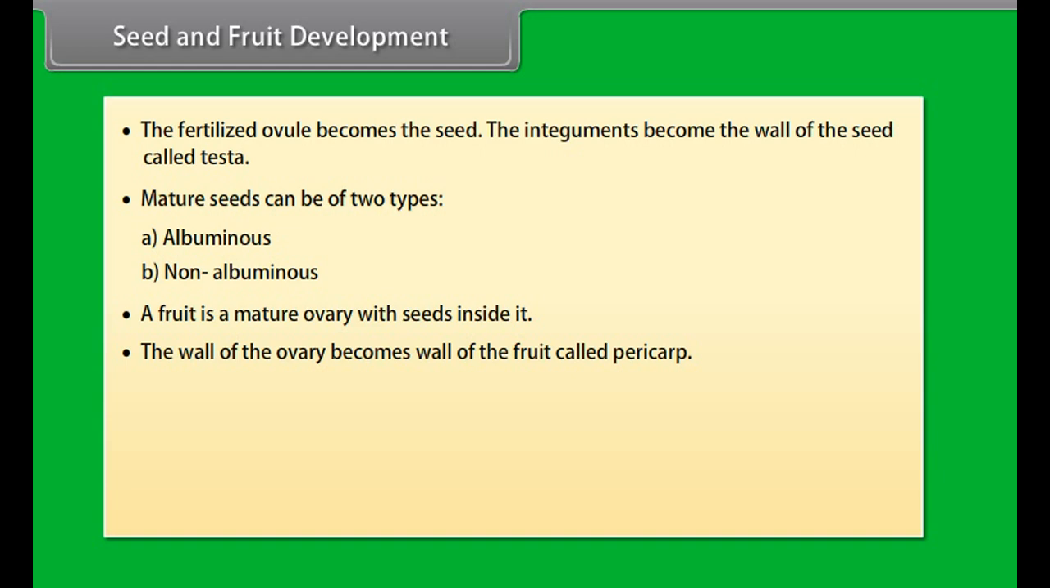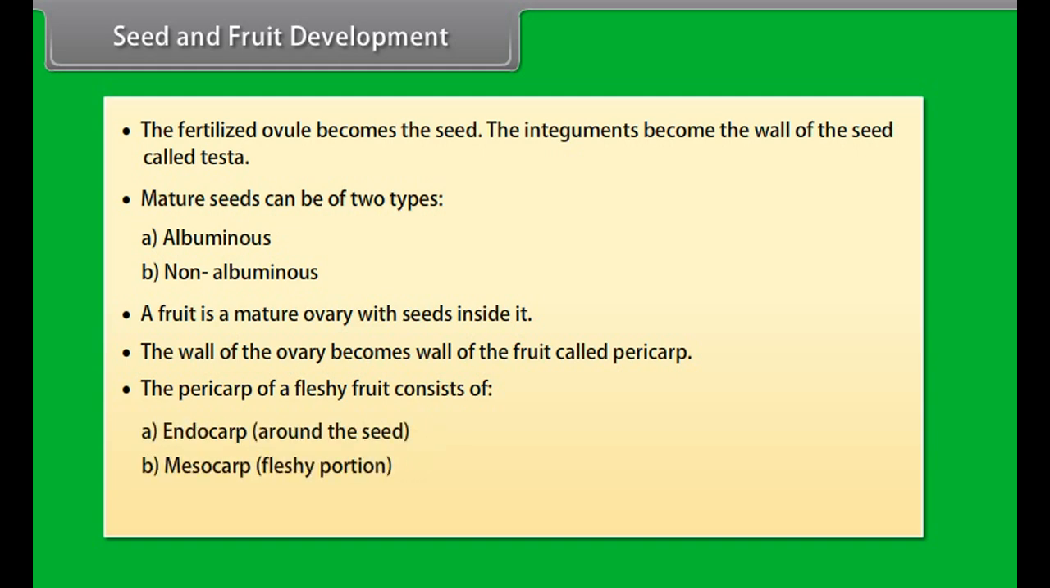The wall of the ovary becomes the wall of the fruit called pericarp. The pericarp of a fleshy fruit consists of A. Endocarp, around the seed, B. Mesocarp, the fleshy portion, C. Exocarp, the skin.